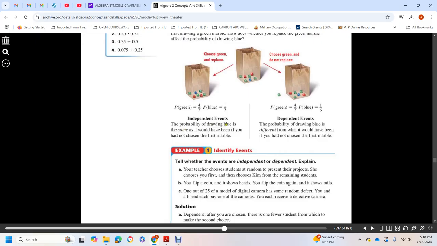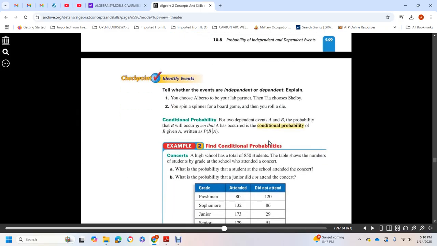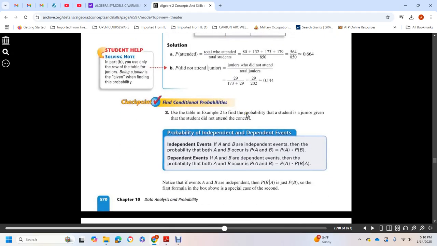Independent events: the probability of drawing a blue marble is the same as it would have been if the first marble had not been chosen. Dependent events: the probability of drawing a blue marble is different from what it would have been if you had not chosen the first marble. Conditional probability: for two dependent events A and B, the probability that B will occur given that A has occurred is called a conditional probability. It is written probability of B given A.